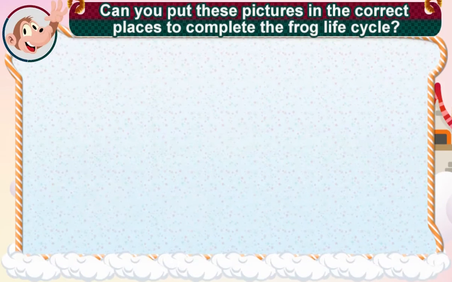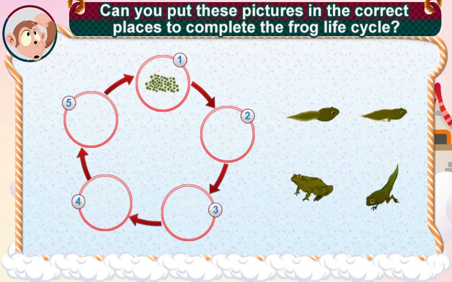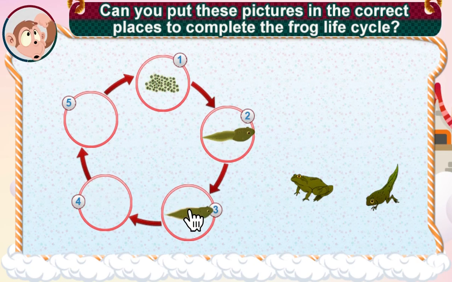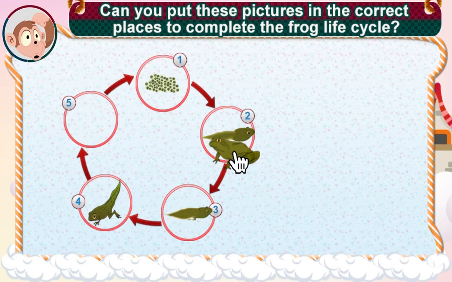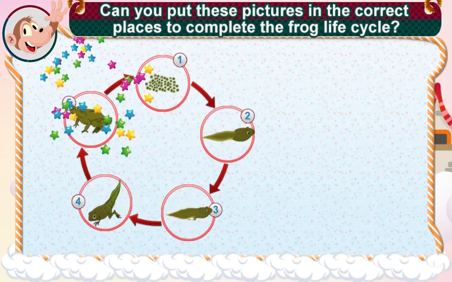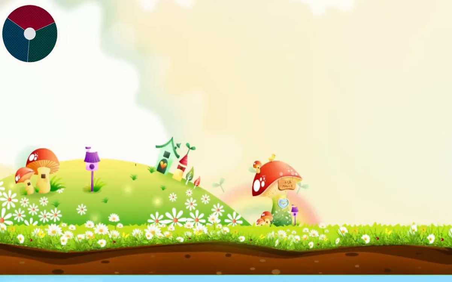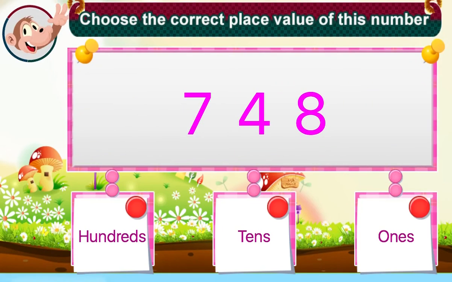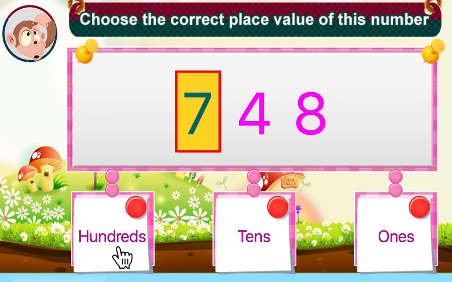Can you put these pictures in the correct places to complete the frog life cycle? Tadpole. Tadpole with legs. Froglet. Adult frog. Choose the correct place value of this number. Hundreds.